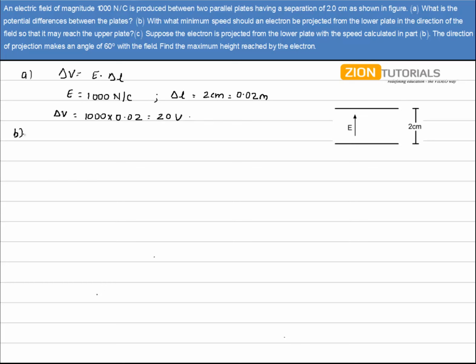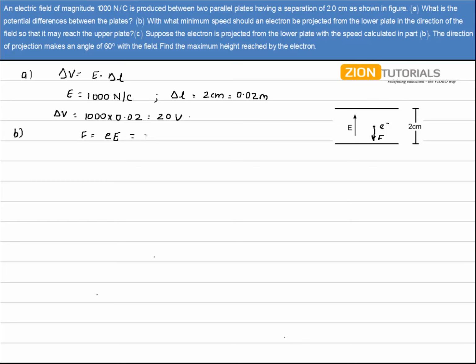In second part, we had to calculate the velocity with which an electron should be projected so that it just reaches the upper plate. What happens is that when an electron is kept in an electric field, then it will experience a force in the direction opposite to that of the electric field, because electron is negatively charged. So the force on electron can be calculated by small e into capital E, where small e is the charge of electron and capital E is electric field.